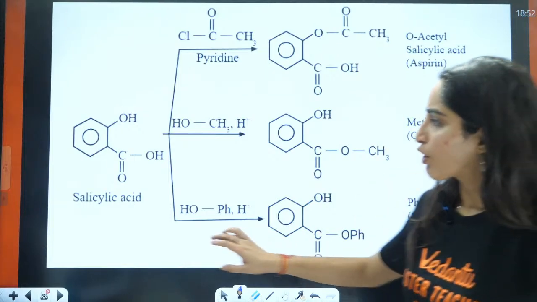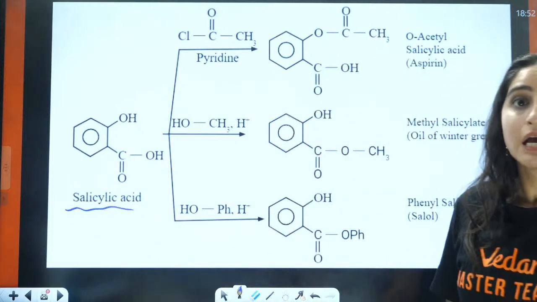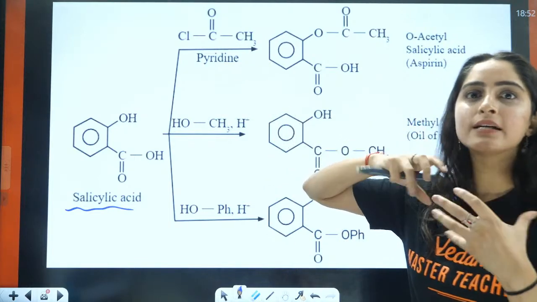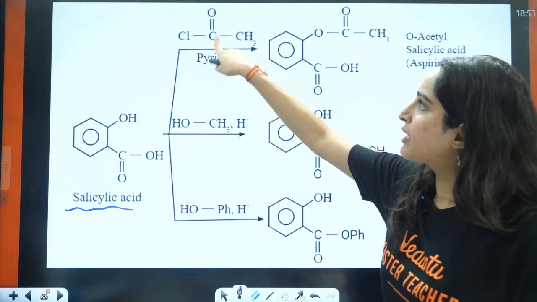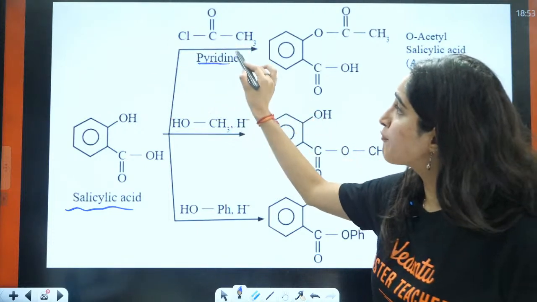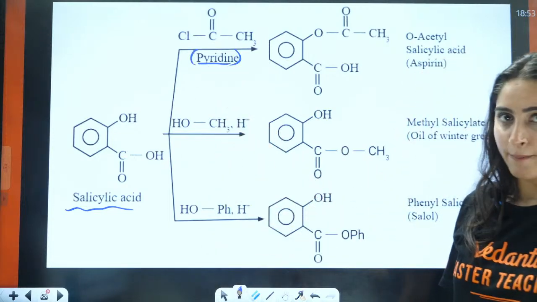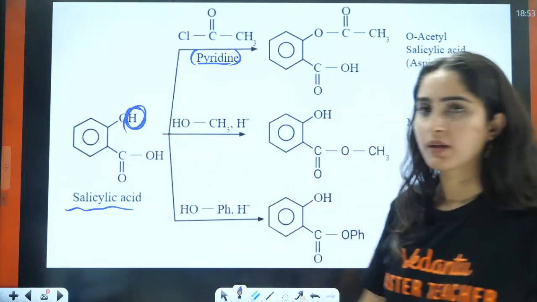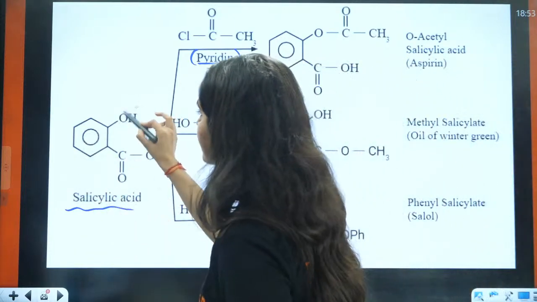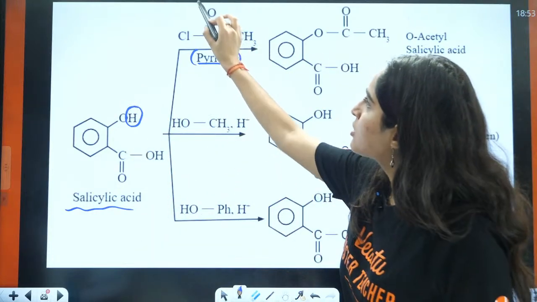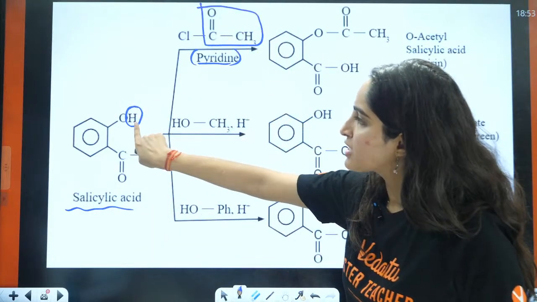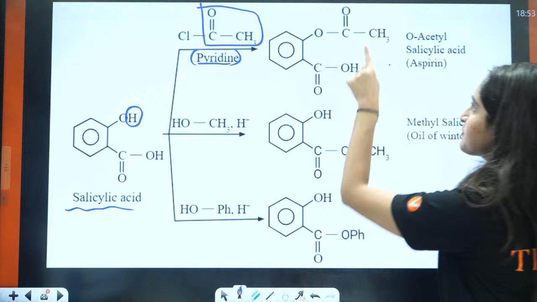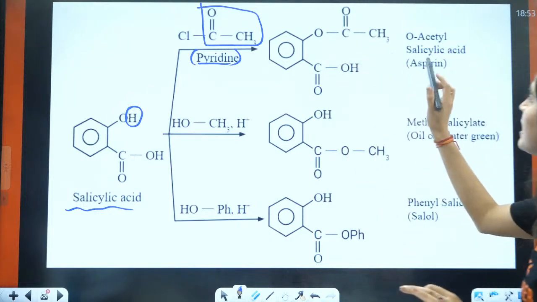Next is very important. These three reactions are different reactions, right? For example, you are talking about salicylic acid, right? When salicylic acid is reacted with an acetyl group, you can say CH3COCl in the presence of pyridine, then acetylation will happen here. That means this H group of the OH will be replaced by COCH3. Instead of this H, you will have COCH3. It's a very, very important compound, that is aspirin.